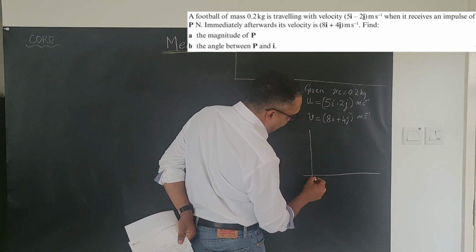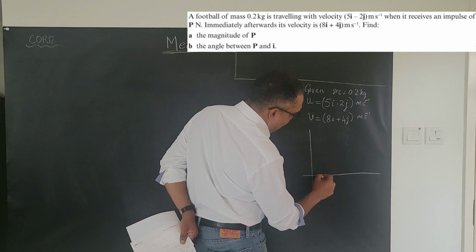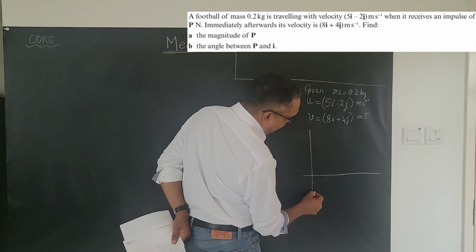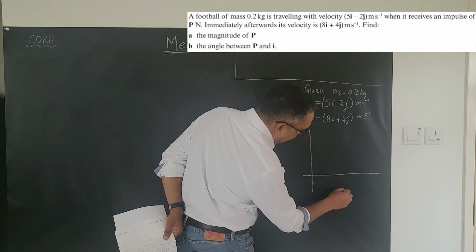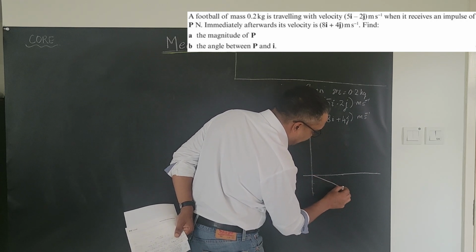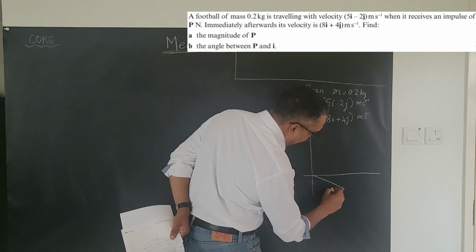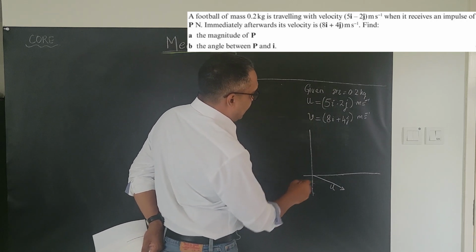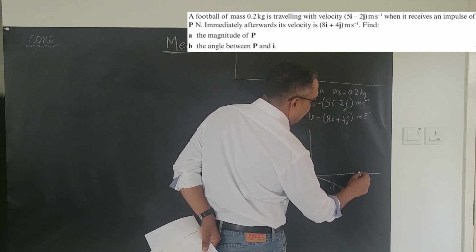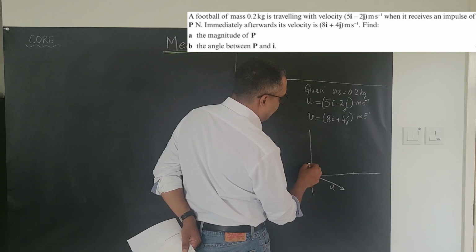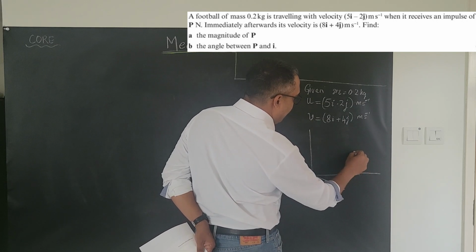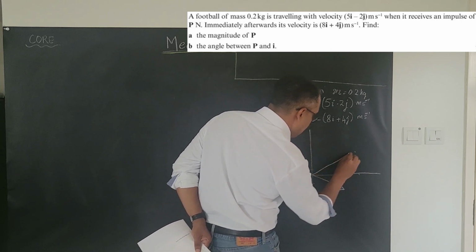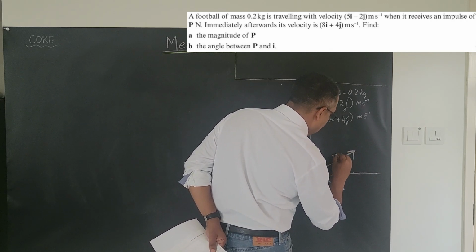So 5 and 2, if I just go 1, 2, 3, 4, 5, and 1 and 2, I could just make a spot here and say that's my initial velocity vector u, right? And 8 and 5, 1, 2, 3, 5, 6, 7, 8, 1, 2, 3, 4. So somewhere here is my final velocity v.